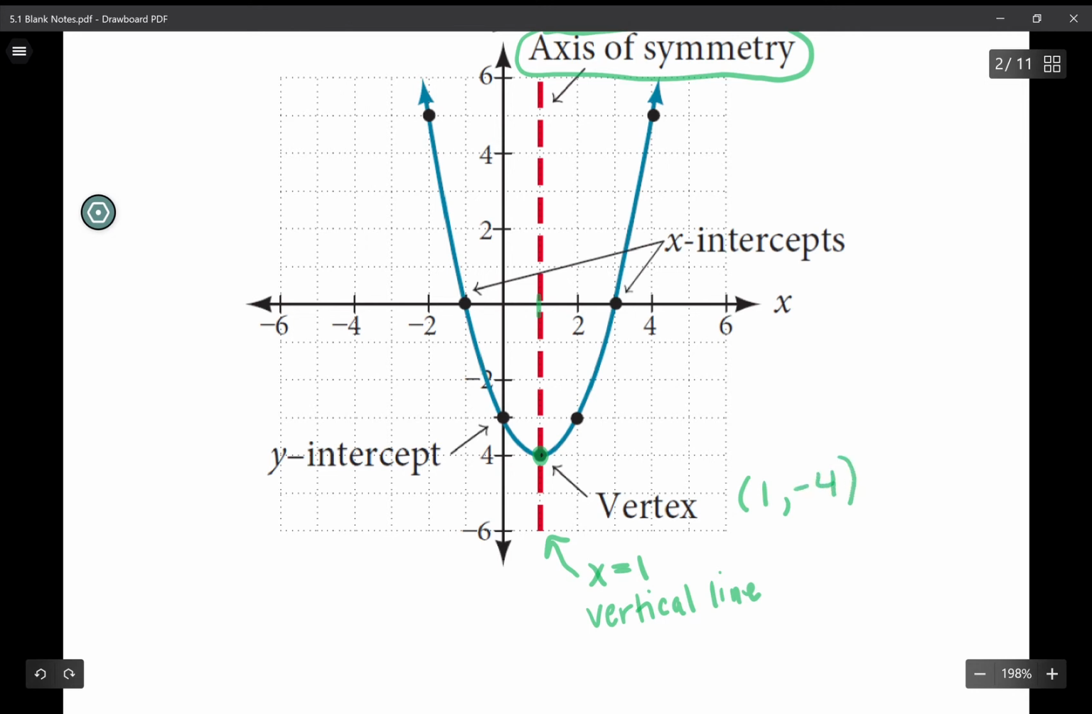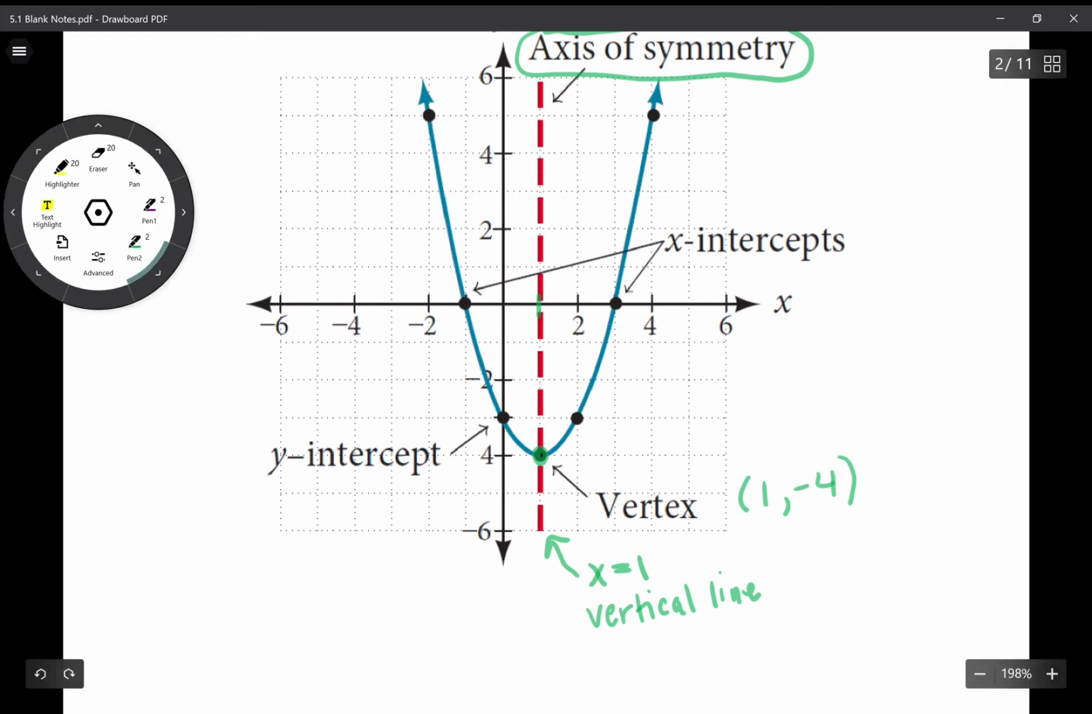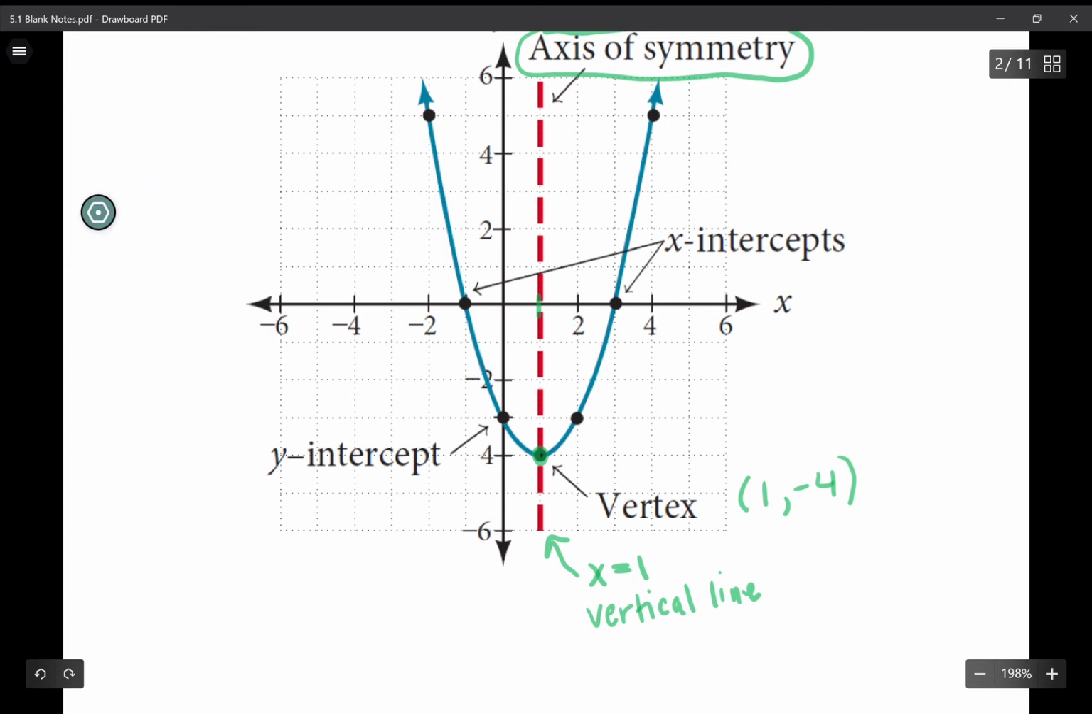Now you'll notice that the x value of the vertex is always going to be the same as where the axis of symmetry falls, because the vertex always goes through the axis of symmetry. There's only one vertex, only one minimum in this example, so it must go through the axis of symmetry. So the x value in the vertex and the x equals value of the axis of symmetry are always going to be the same value.